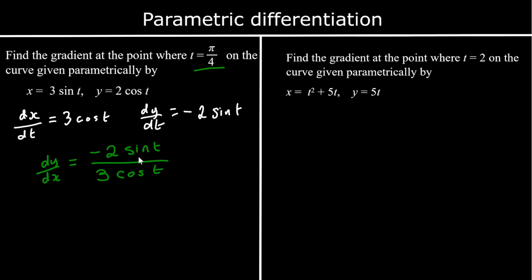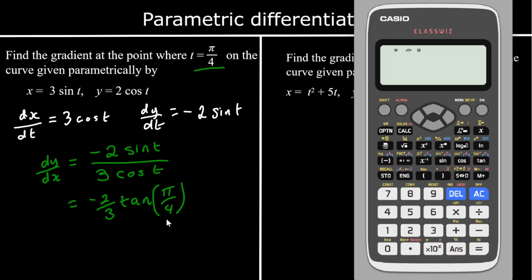If we wanted to, we could change sin over cos into a tan, which might make it easier. So just type it into the calculator. So it's negative 2/3 tan pi over 4, which is negative 2/3.